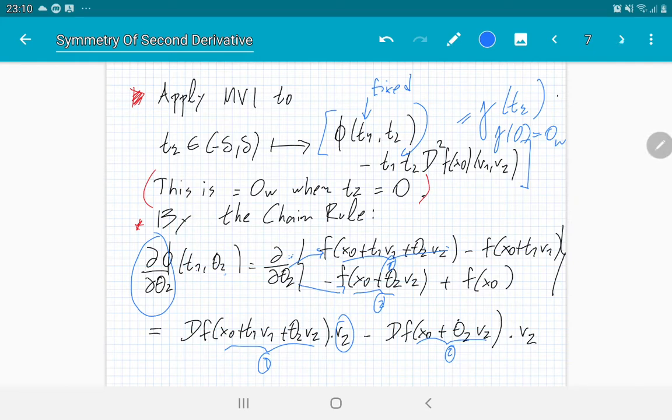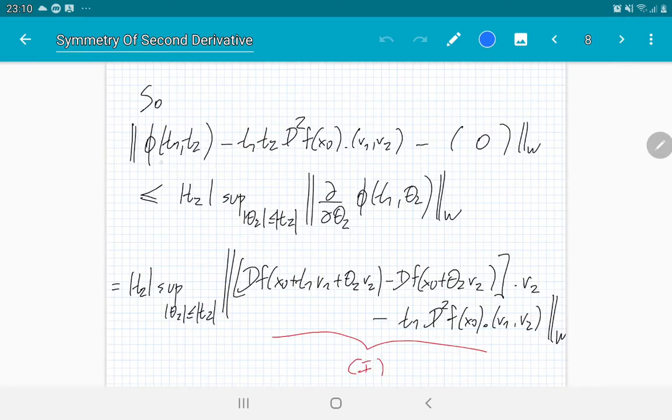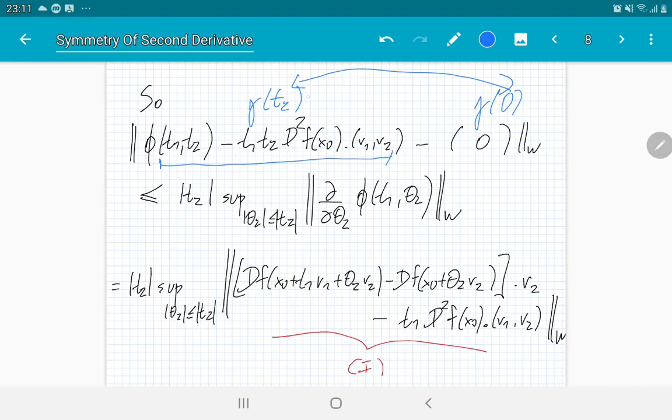So now I have the derivative, and how am I going to use that? I'm going to just say that this function, remember that I've called this gamma of t2, because I'm keeping t1 fixed. And here's gamma of 0, because when t2 is equal to 0, then everything's 0. So this whole expression is less than the distance, right? I'm moving from 0 to t2. So that's like b minus a, which is equal to the absolute value of t2, right? So the absolute value of b minus a. And then I have to take the sup of the derivative in terms of theta 2 in between. And I'm just going to say, well, theta 2 is a number between 0 and t2, so it has absolute value less than the absolute value of t2. So that's what I wrote over here.